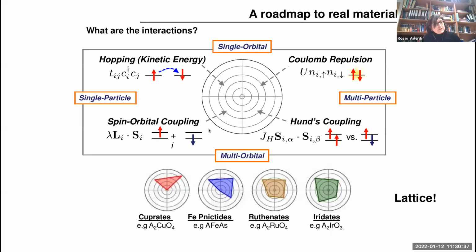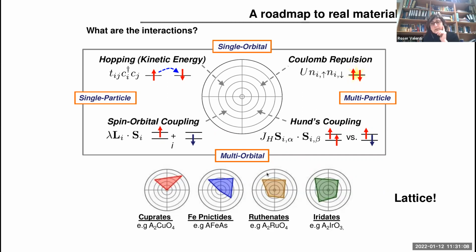Munich. So to set the stage for a macroscopic description of an interacting electronic system, we can do a minimal description in terms of 4 energy terms, which I have classified here in terms of single particle versus multi-particle and single orbital versus multi-orbital. And these are the kinetic energy, the spin-orbit coupling, the Coulomb repulsion, and the Hund's coupling.